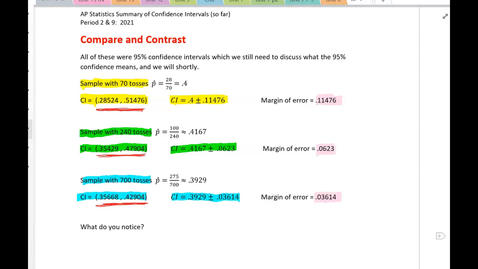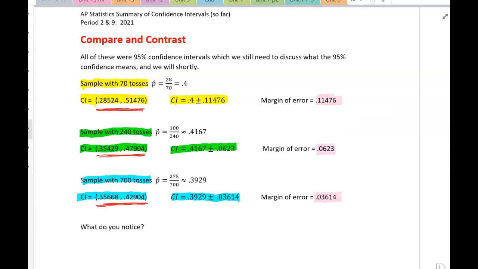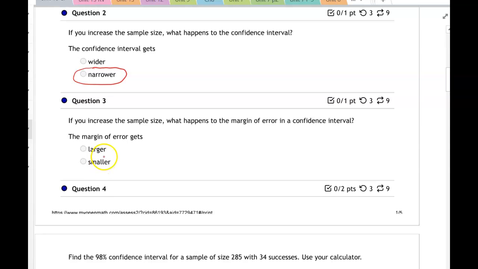So if we go back to the two questions using this information, as you increase the sample size, what happens to the confidence interval? It gets narrower. And as you increase the sample size, what happens to the margin of error? Well, let's take a look again. Look at those pink numbers. The margin of error keeps getting smaller.